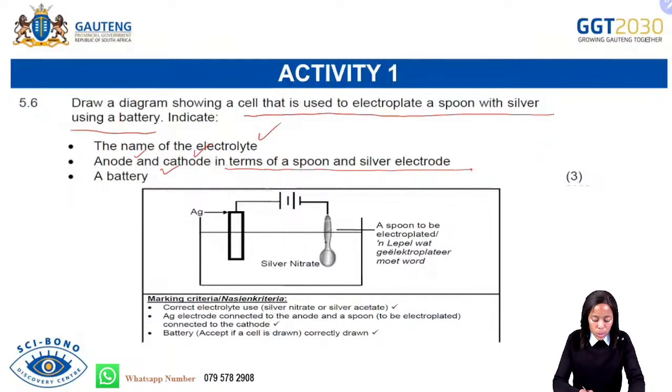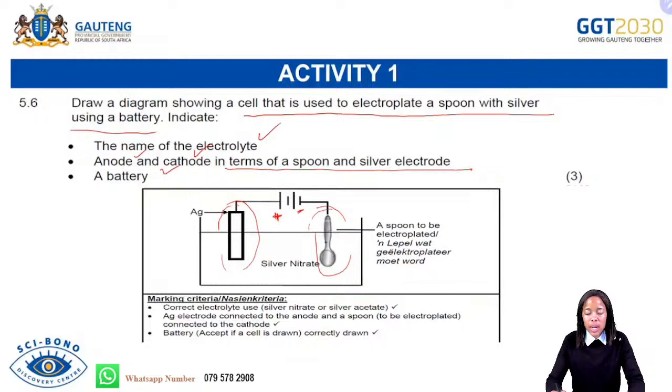cell. So what are you going to have when it comes to your cell? Remember we said that whatever you want to be plating will be connected to the cathode. And then this one here is going to represent your anode. Remember the anode is positive and the cathode is negative. So we said that if you want to be plating with silver, then you are going to connect silver at the anode.